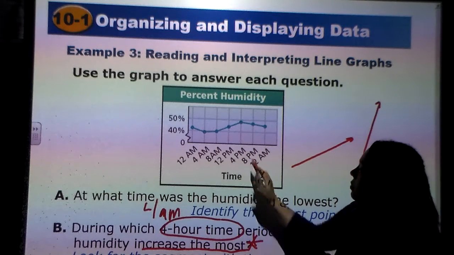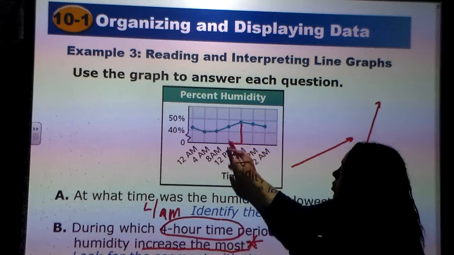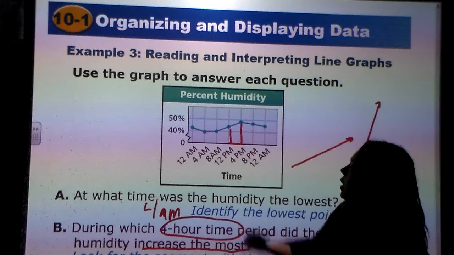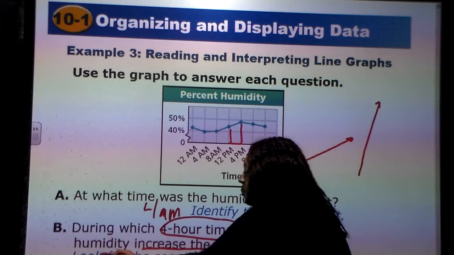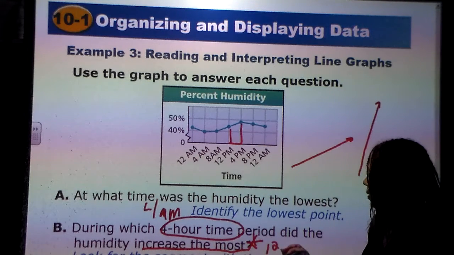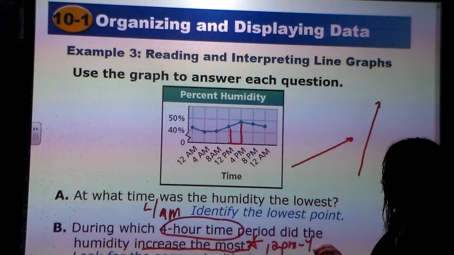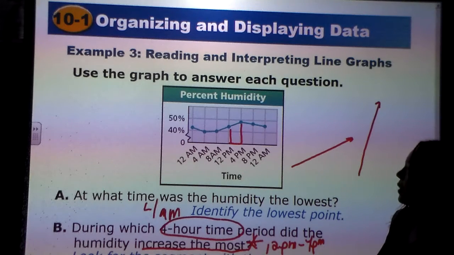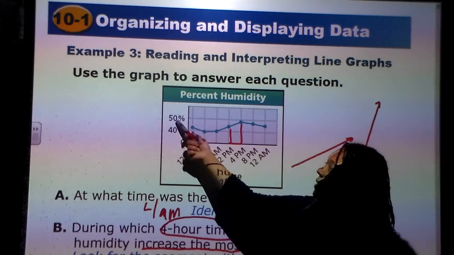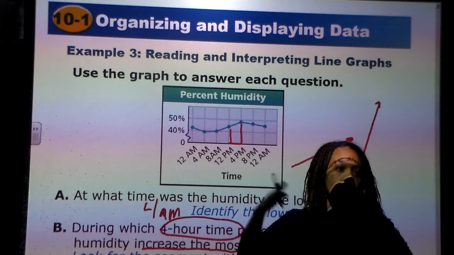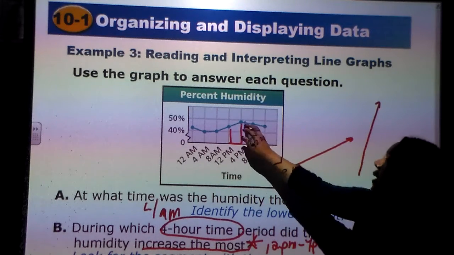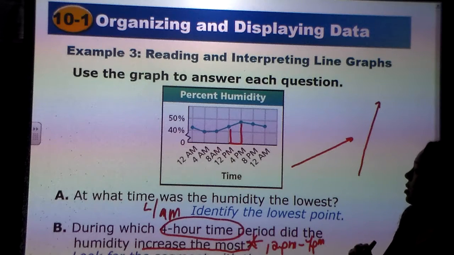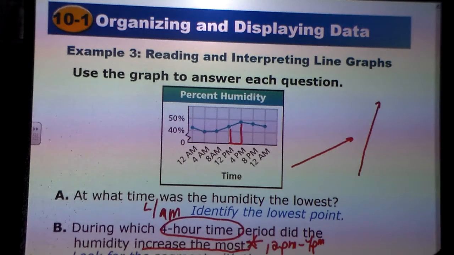It kind of looks to me like this one increased more than this one. We're just eyeballing it, okay? So I would say from 12 p.m., I'll write it up here, to 4 p.m. And so what that means is that in that time of day, the change in humidity increases the most. Then it kind of goes down from there. So that's how you read for those things.